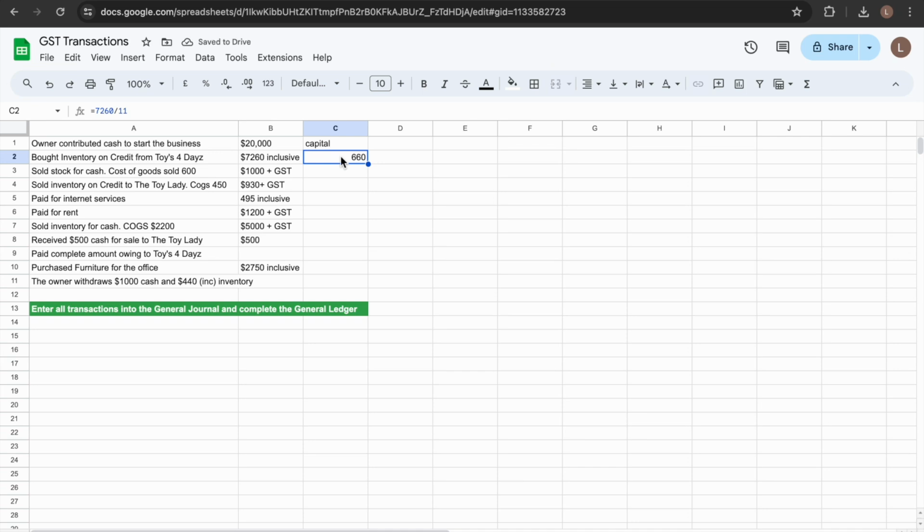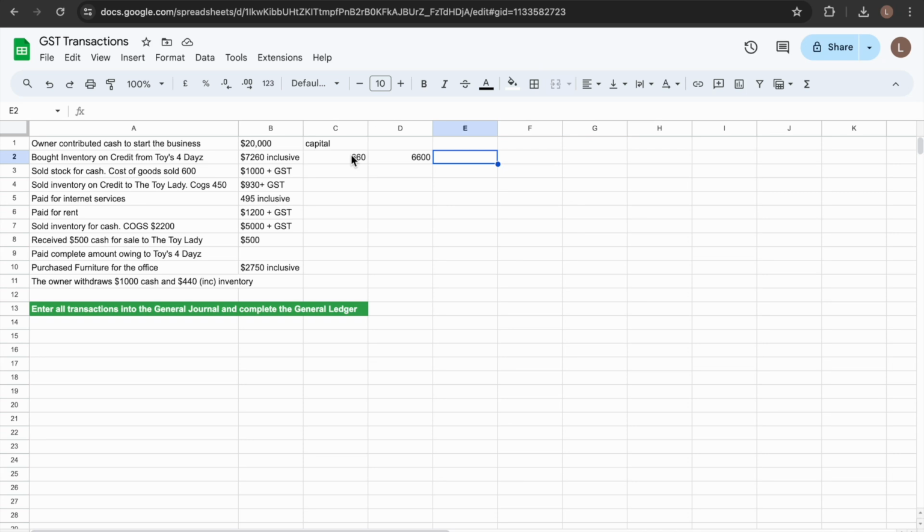Now, if we then want to find the value of the inventory which we're buying, you can also go 7260 divided by 1.1. Let me put an equal sign there. 7260 divided by 1.1. Or if you've already got the GST, you can just times that by 10.